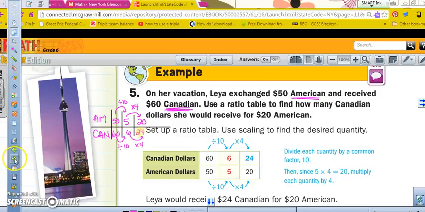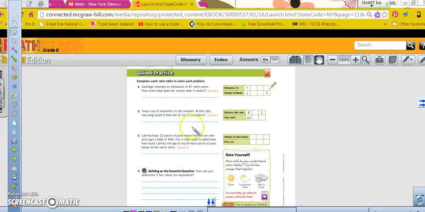Now look down below to the guided practice. I would like you to do numbers 1, 2, and 3 on your own and also rate yourself. So you're doing 1, 2, 3, then rate yourself. So pause the video now and then try those on your own.